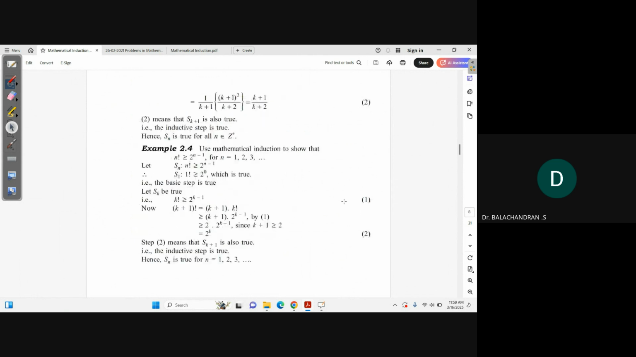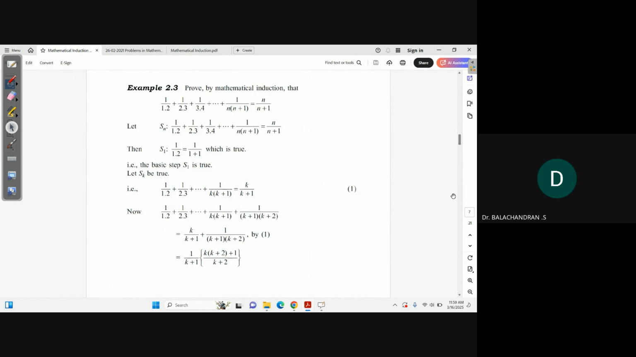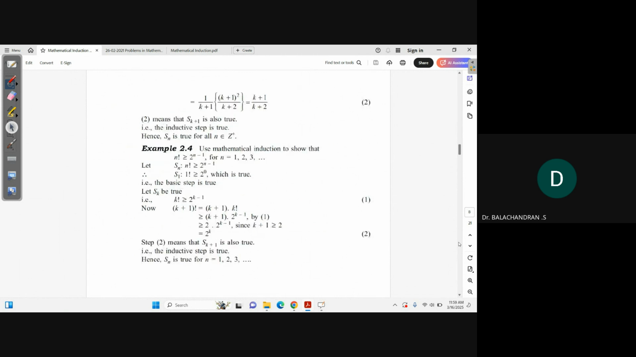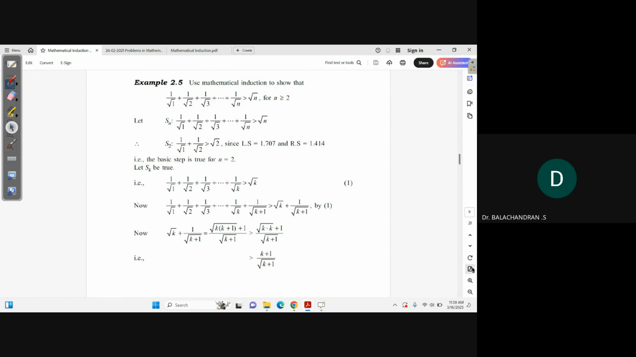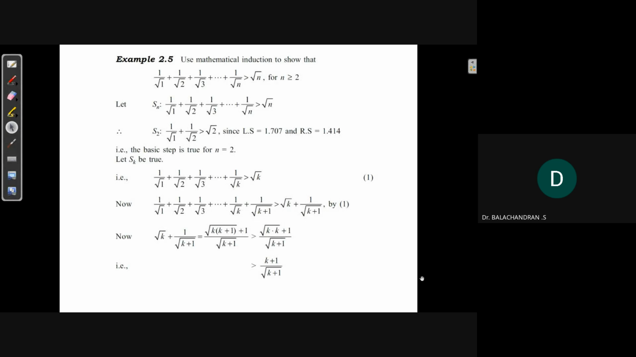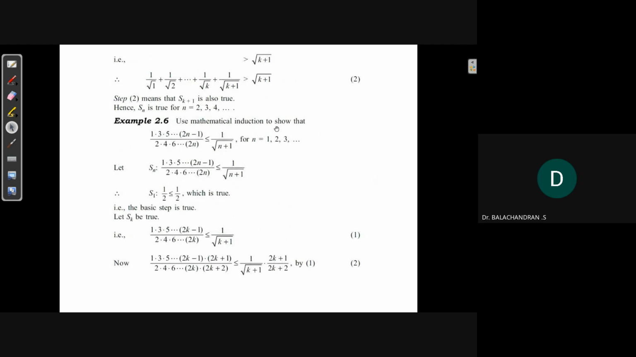Actually, I explained this problem, example 2.5, only. So I proved it is greater than root of k plus 1. And you should say that P of n is true for n equal to 2, 3, 4, because we know that it is not true for n equal to 1.